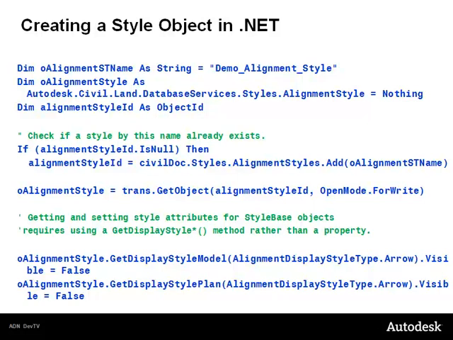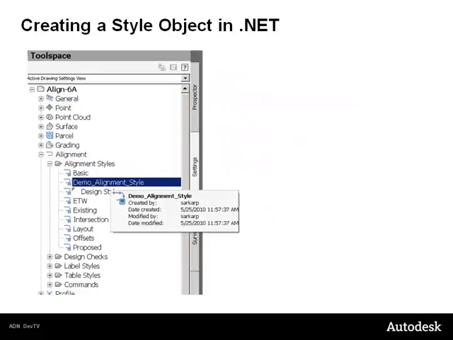After adding it to the collection object, we get the new style object from the transaction object's GetObject method by passing in the object ID. Next, we set various attributes to the style object. After successful creation of the style object, we should be able to see the same in the Settings tab under the Specific Features Style collection. In this case, we added a new alignment style, and hence we can see the new style getting added under the Alignments Style collection.